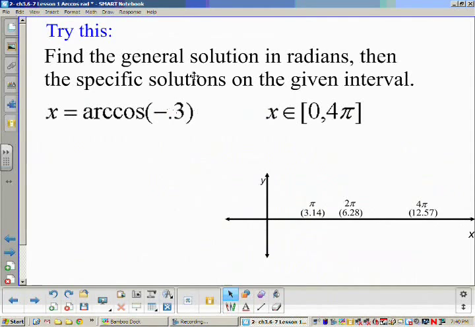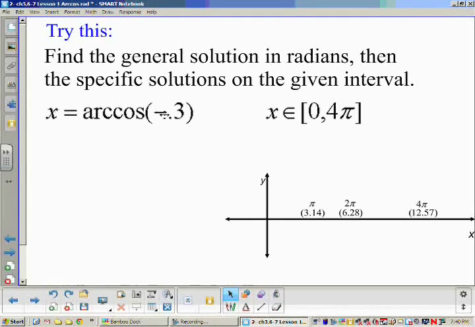Okay, why don't you try this one? This is a similar problem. We have the general solution in radians, and again, make sure you're in the right mode. And then our interval here is actually from 0 to 4 pi. We don't have any negative values. It looks like we should have 2 complete cycles since this cosine curve has not been transformed really at all.